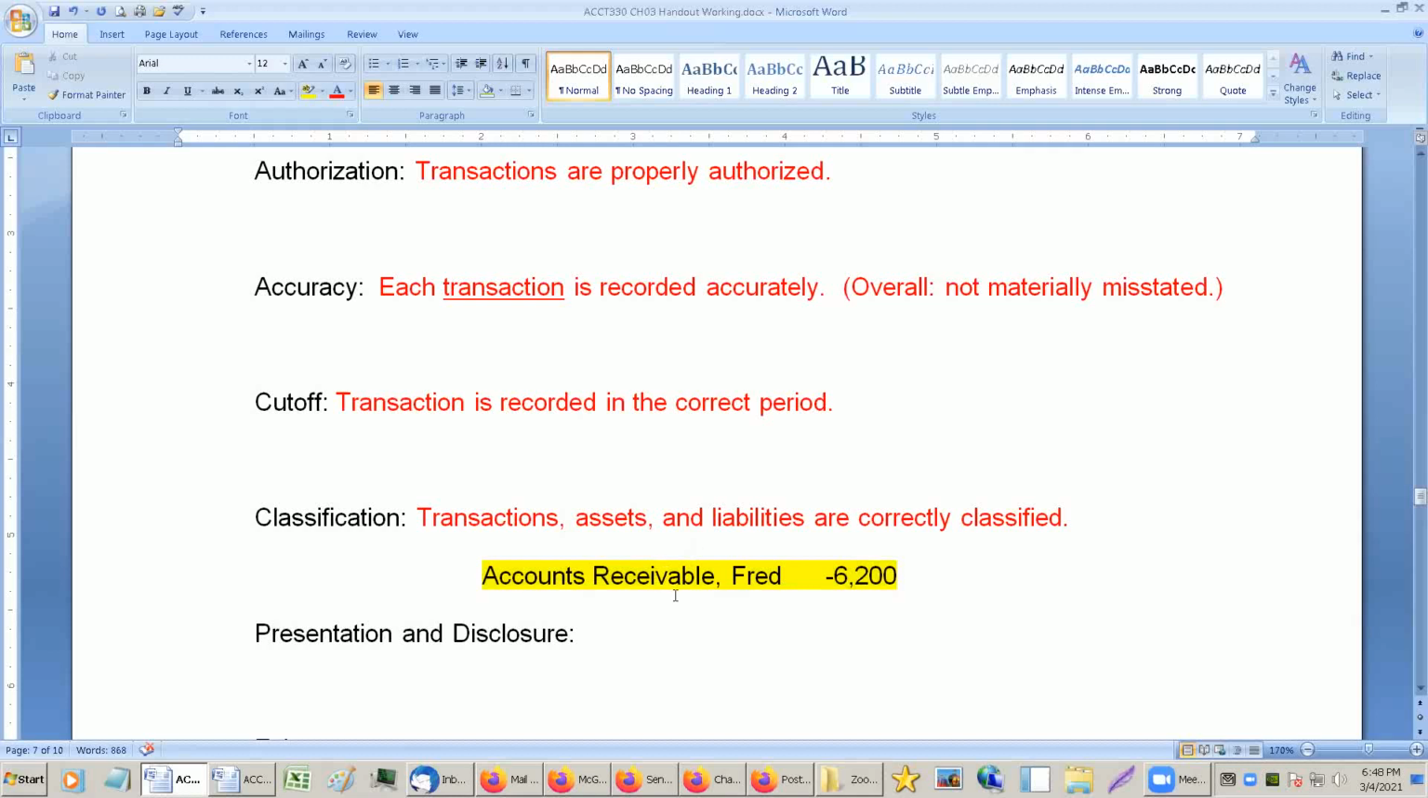So we have a customer, maybe the customer bought some stuff and then returned it or whatever. So the accounts receivable is that Fred has a balance of $6,200 that we basically owe Fred for. Should that be classified as an asset? What do you think?